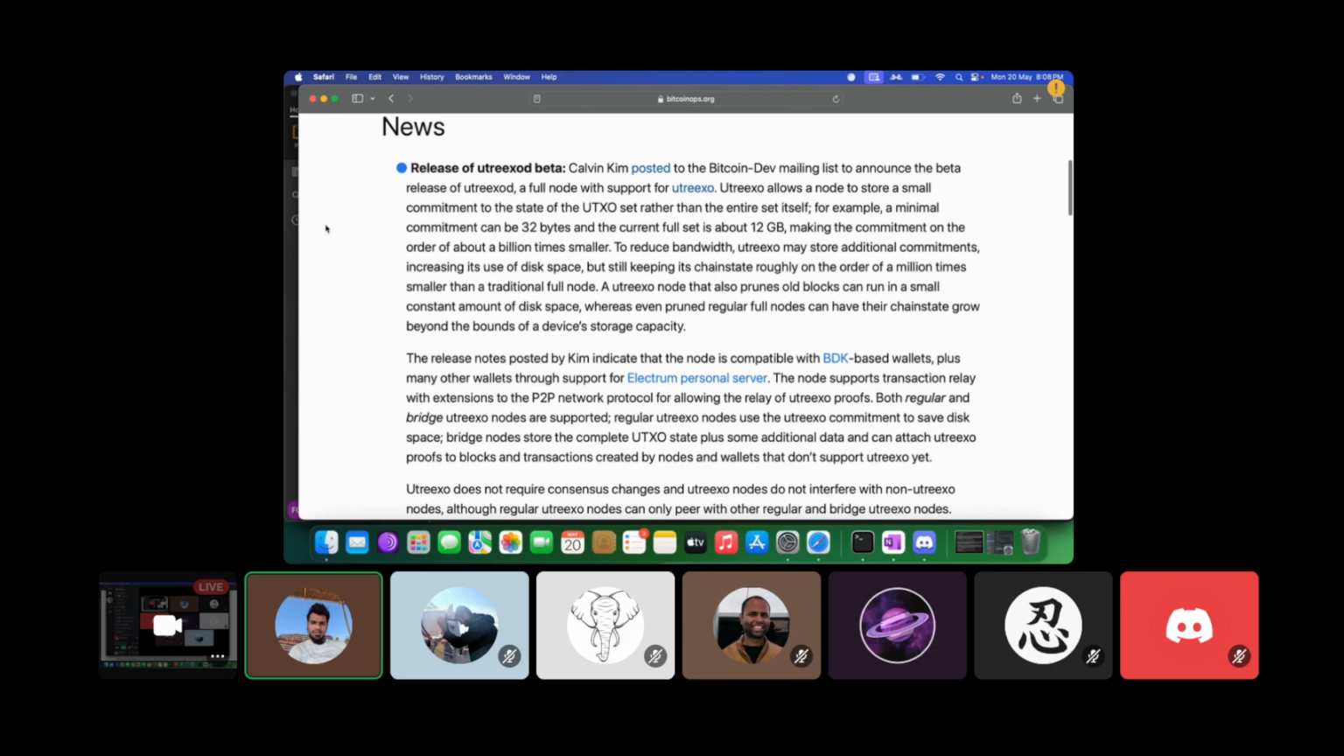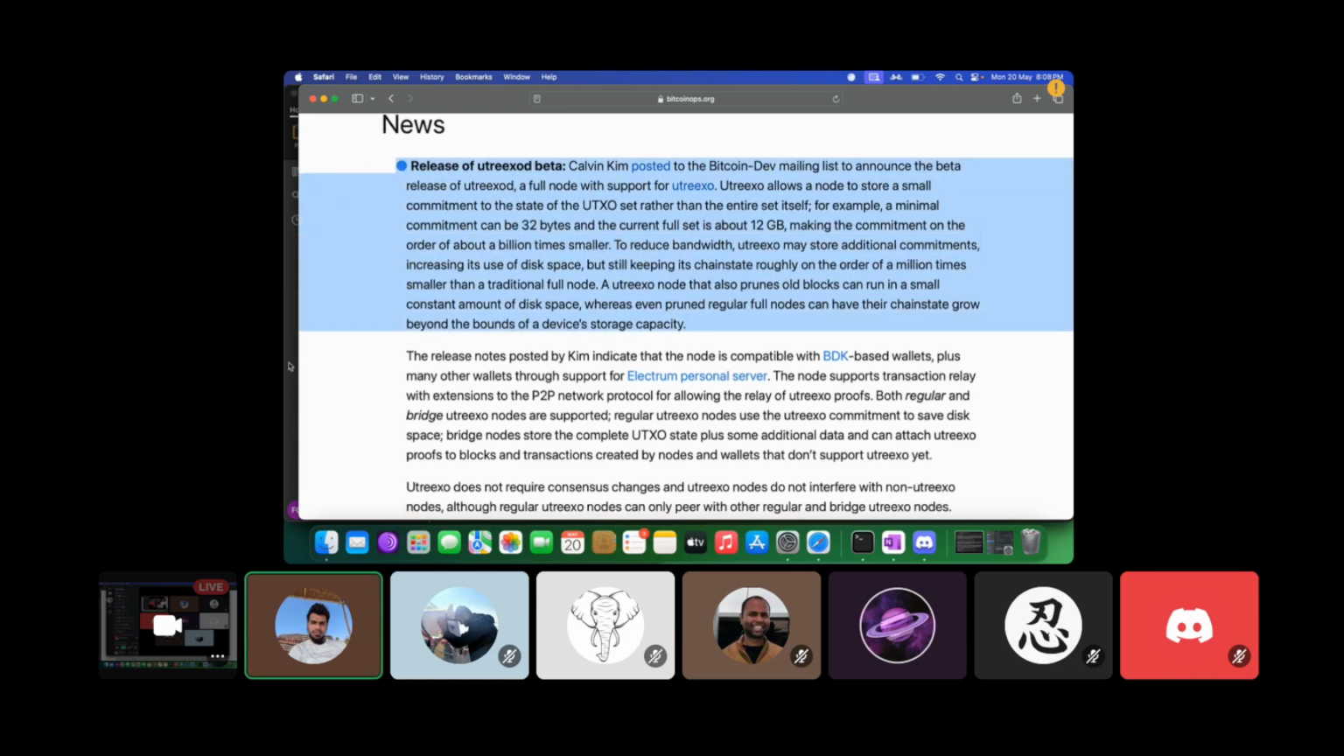This project has been in the pipeline for quite some time, a few years. And now we have a full node, a beta version of it, that supports UTreeXO. I'll just read through the news article to begin with. Release of UTreeXO D beta.